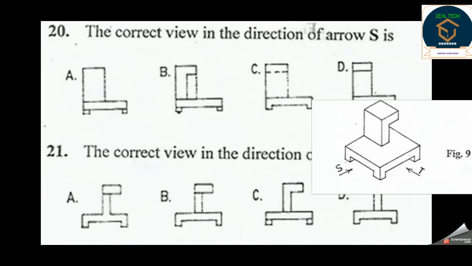Number 21, it says the correct view in the direction of the arrow T. Direction of the arrow T is D. When you stand in the direction where the arrow is, and you look at it, this is what you will see, definitely. All right, now let's move on.